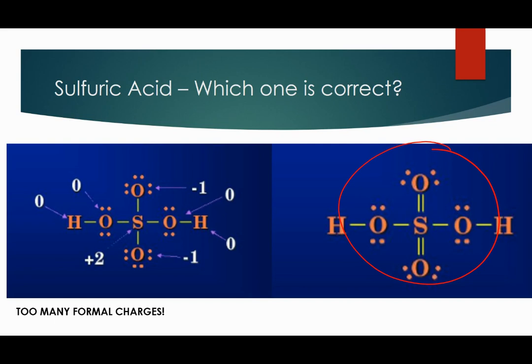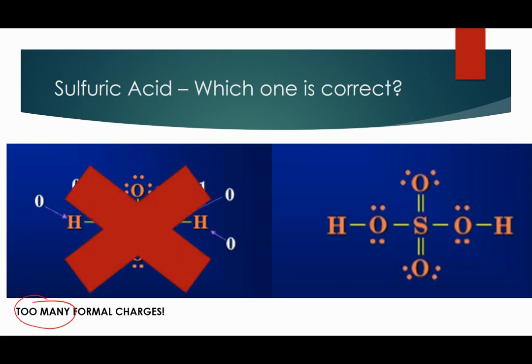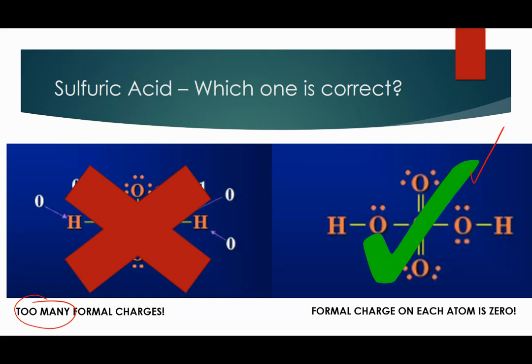Again, the whole net charge over the molecule itself is 0, but if you compare it to our other structure, the formal charges across all the atoms are individually 0, which makes this more stable. Here, there's just too many formal charges, right? And the formal charges on each atom over here are 0, making this more stable than the other.